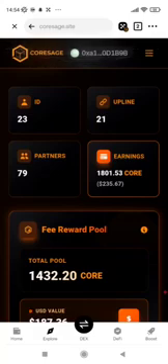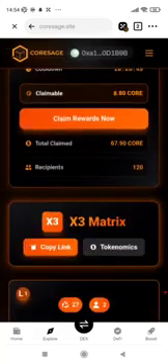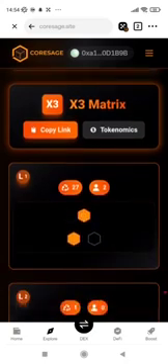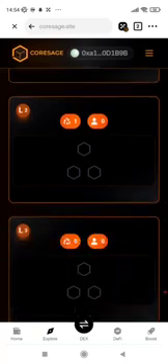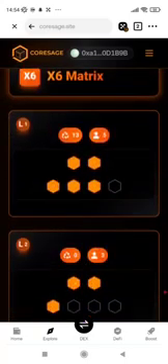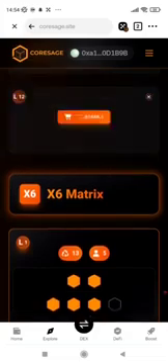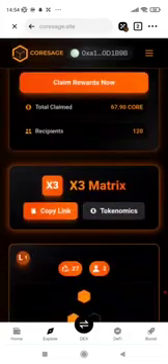So first of all, this is your account. So we have something called X3, okay? We have something called X3 matrix, and we also have X6 matrix. X6 matrix is somewhere down here, and you can see there is some placement of people here. When someone joins, you will see the slot is filled. I don't want to dwell much on that.